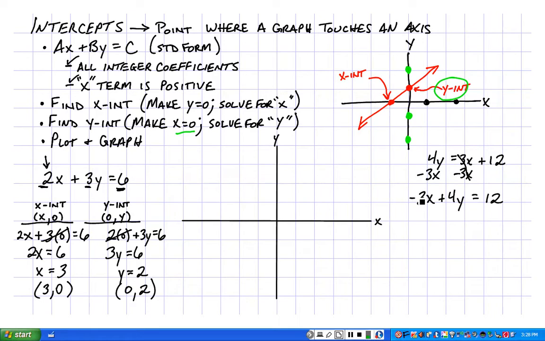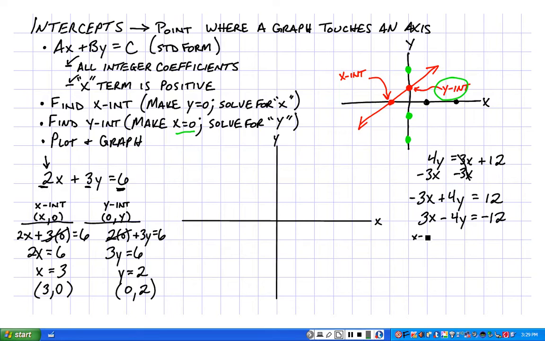To get my x term positive, I can either multiply everything by a negative 1 or divide everything by a negative 1. It has the same effect. Basically all it does is change all the signs. So now I have an equation that looks like this: negative 3x is now positive 3x, 4y is now negative 4y, and 12 is now negative 12. So here's my equation in standard form.